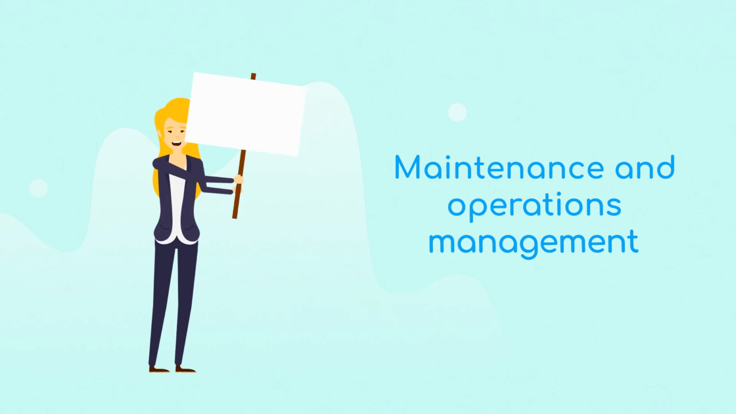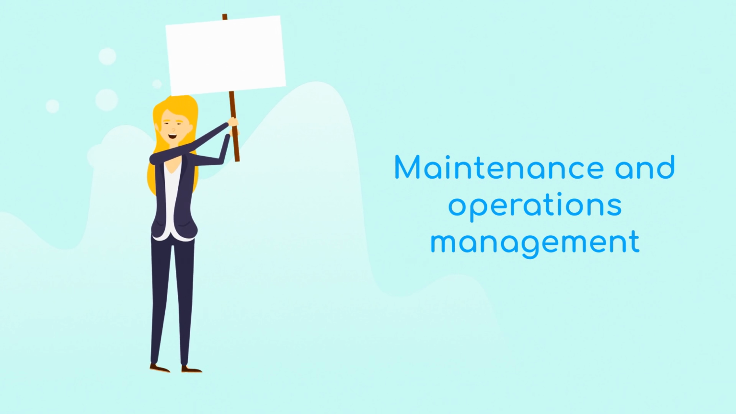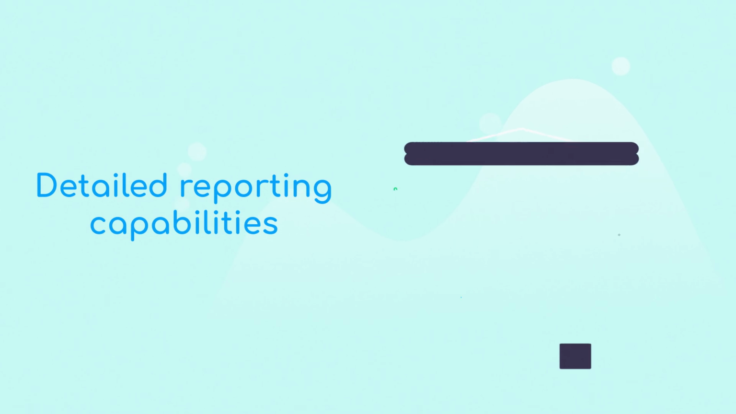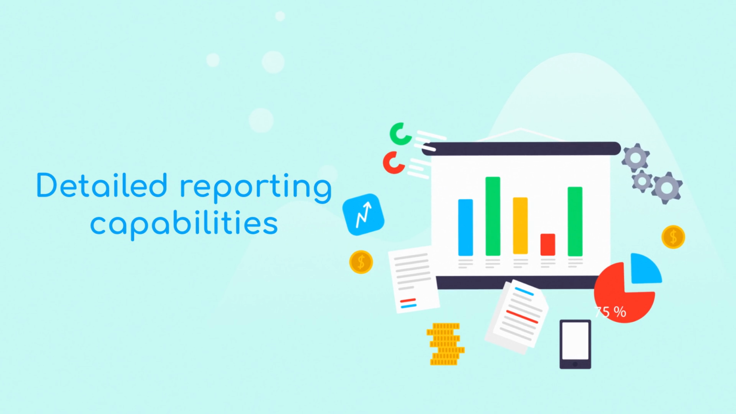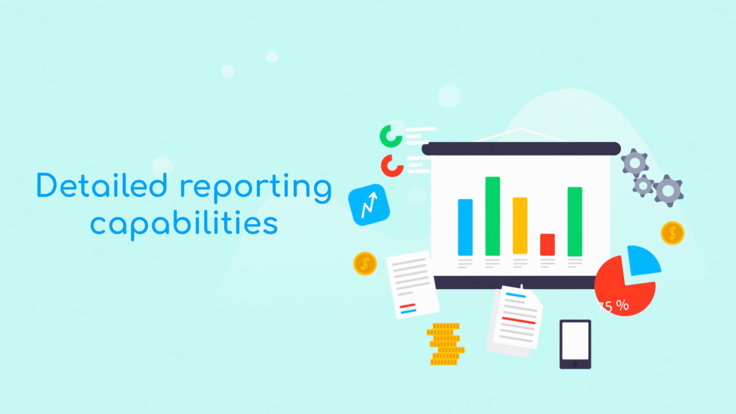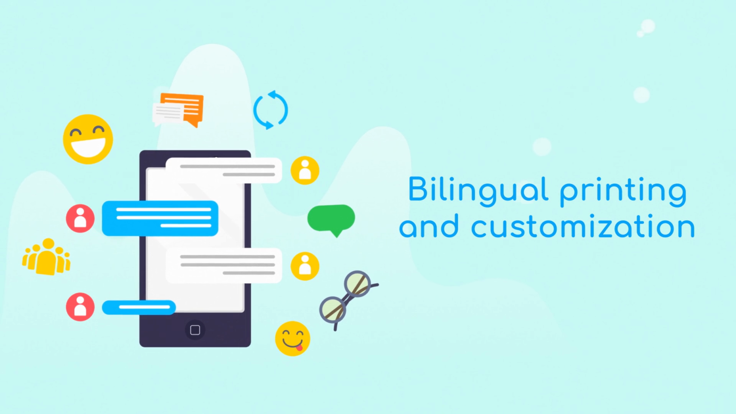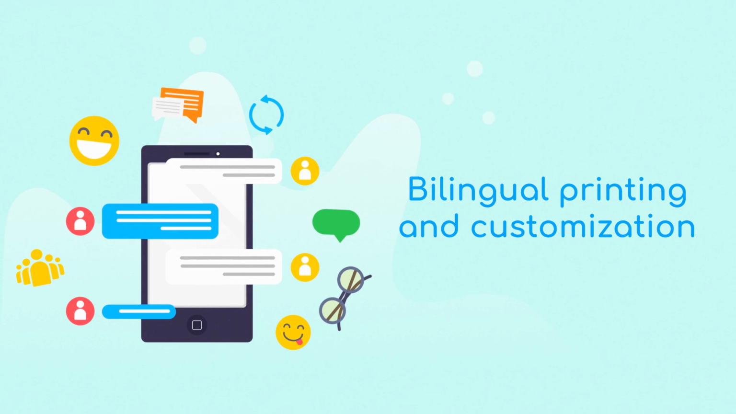A module manages maintenance work orders from request logging to cost tracking, ensuring efficient operations. Comprehensive reports on occupancy, revenues, and maintenance costs are provided with filtering capabilities. It supports bilingual printing in Arabic and English, allowing customization of contracts to meet brand identity.